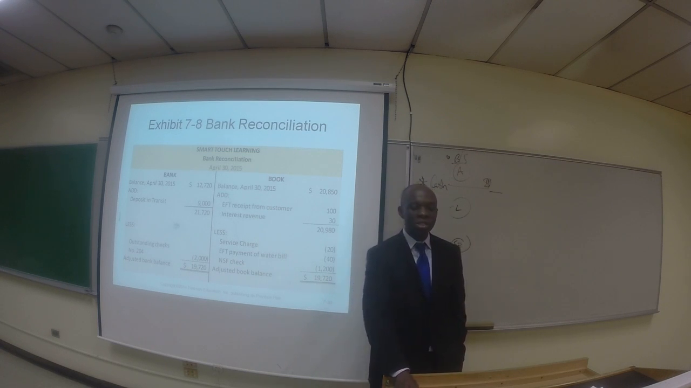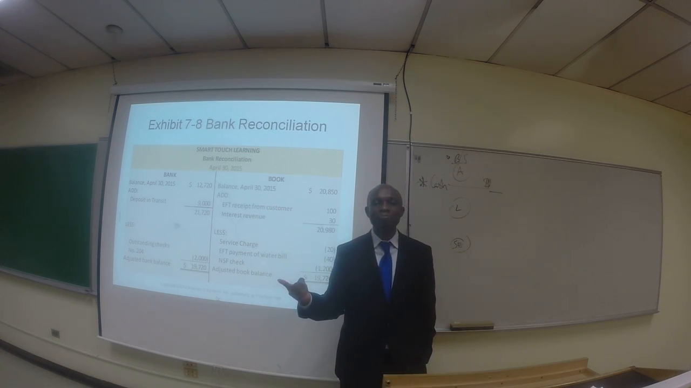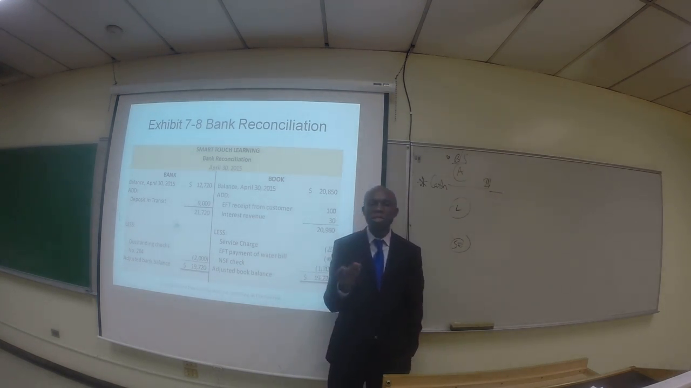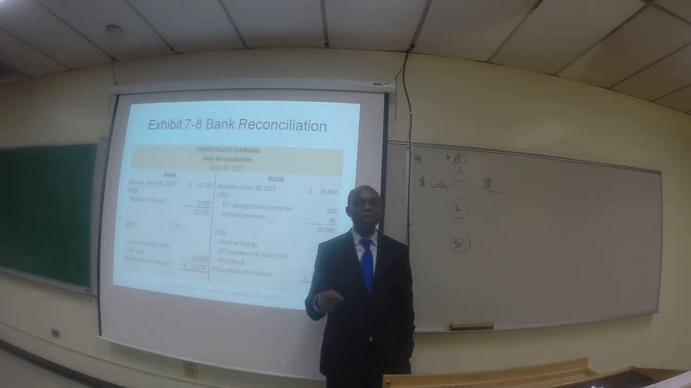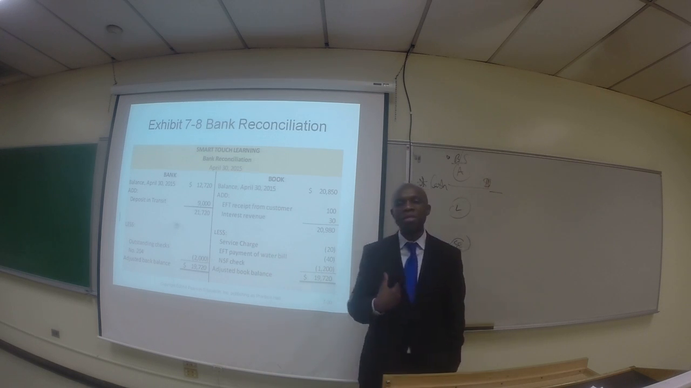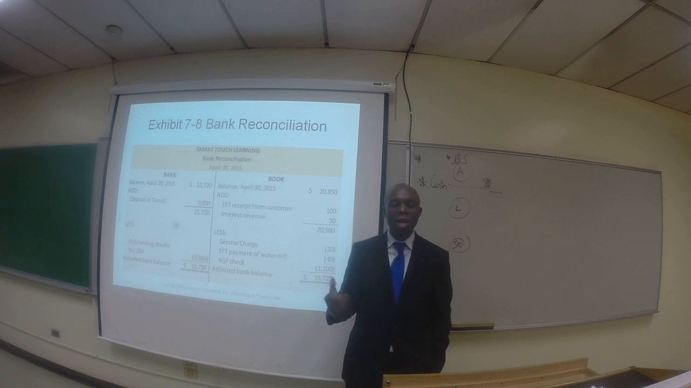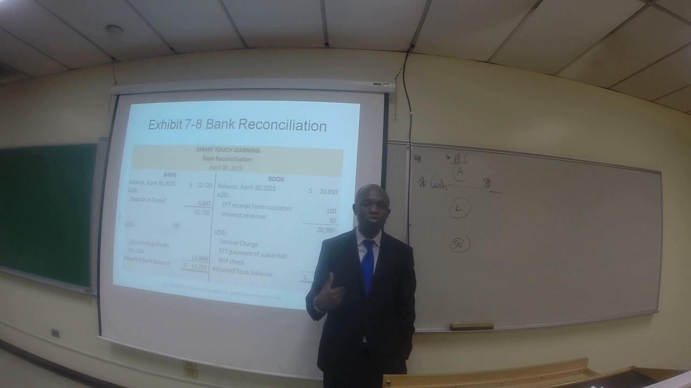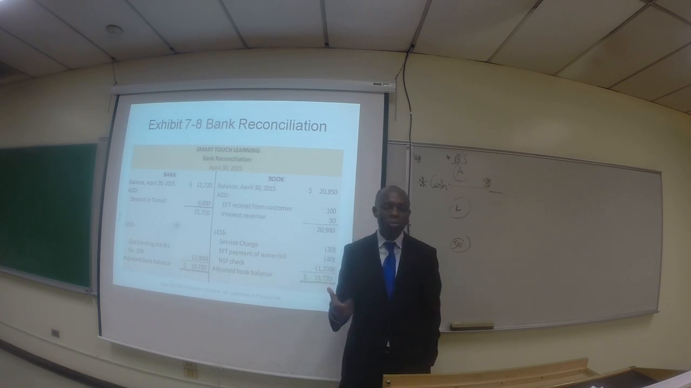So that's $30. Then bank service charge. The bank would not notify you that they are charging you a bank service charge. The money is right there. They just take it. And by the time you see your bank statement, you see the bank service charge. So that bank service charge needs to be subtracted from our balance. Then of course the EFT payment of water bill also has to be subtracted because the bank paid it on our behalf and we have not recorded it in our books. So we also back that up.